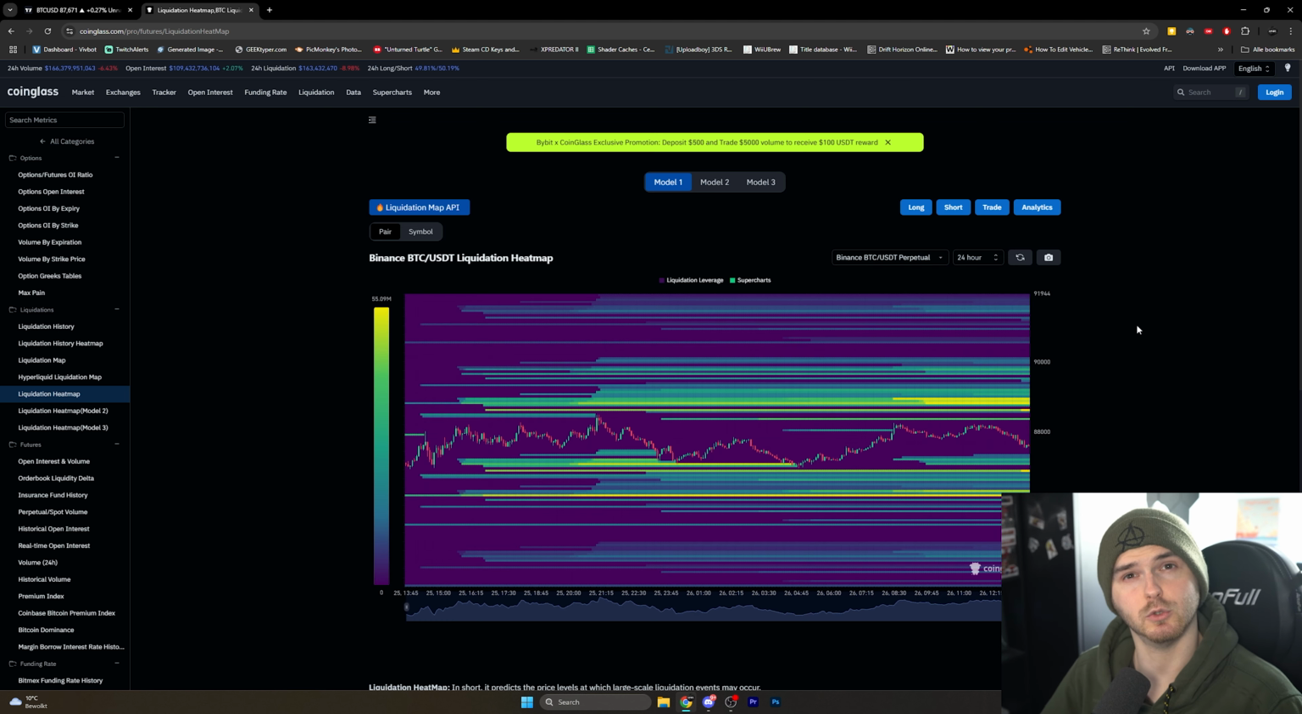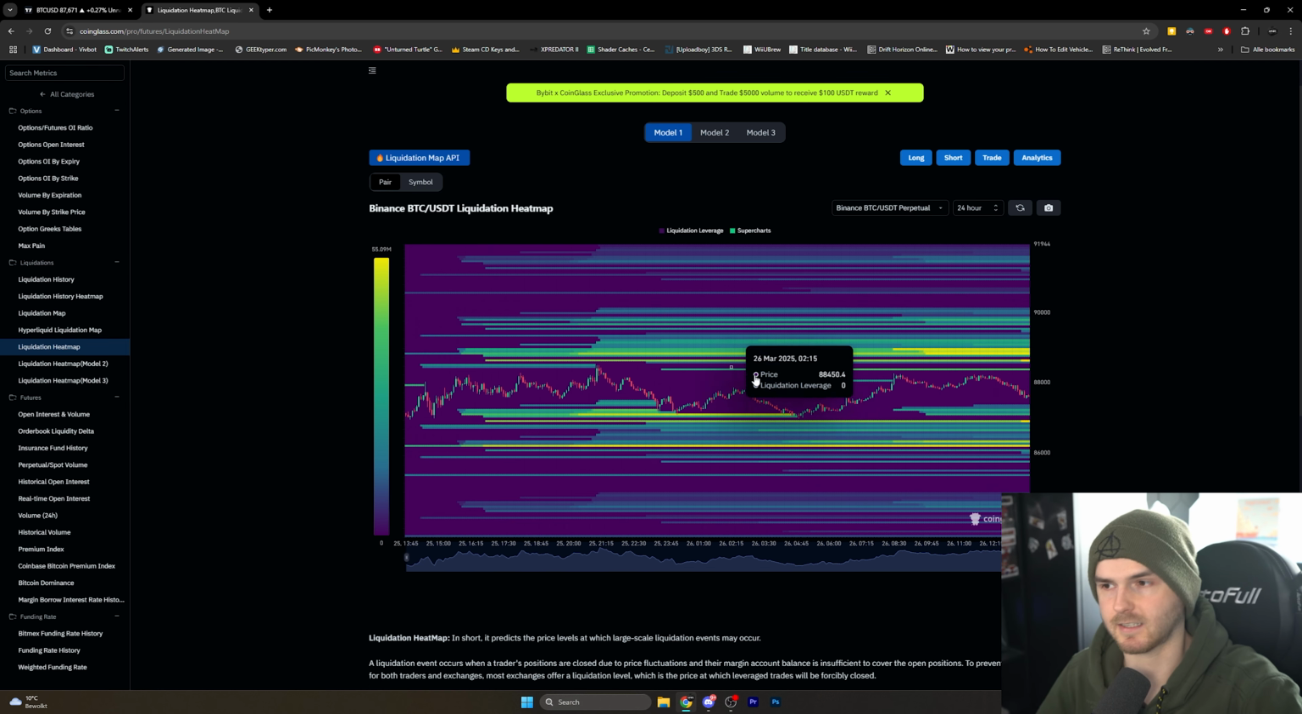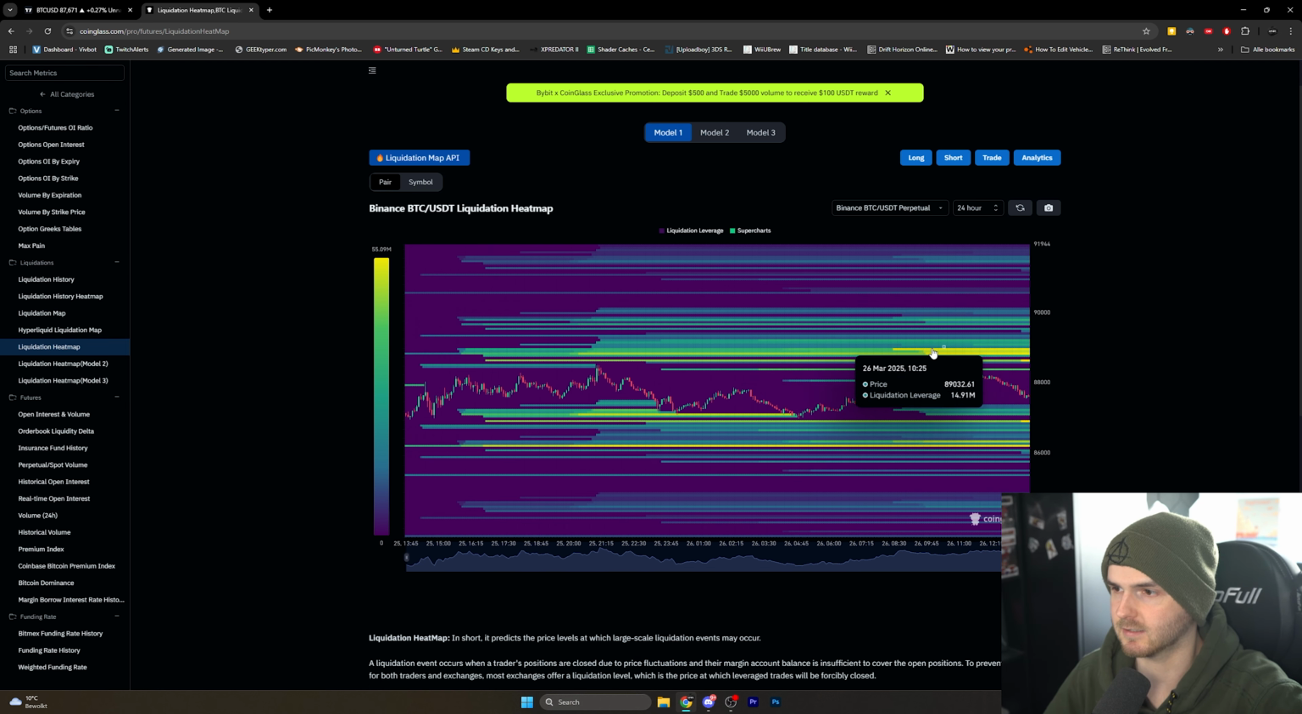Now, a good way to visualize liquidity is with a liquidation heat map. You can Google this. In this case, it's based on Binance, Bitcoin, USDT. And what you see here, basically the yellow is where most money is. And you can see it's below where the price is, or above where the price is. And that's where the sell orders or stop losses are.